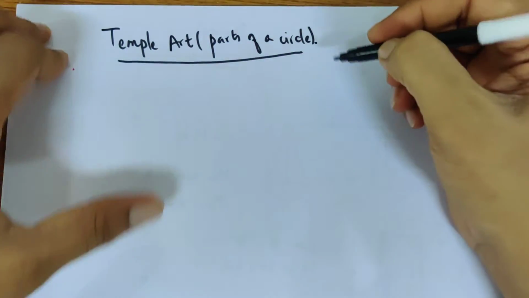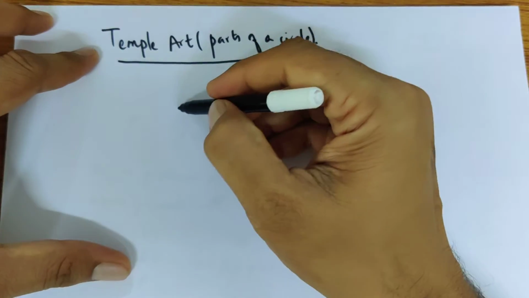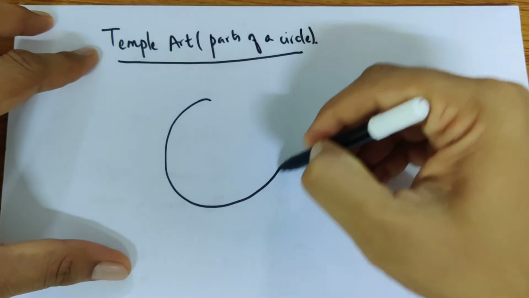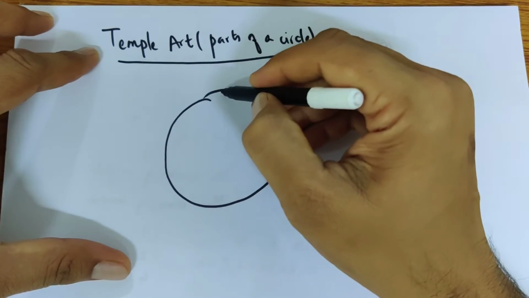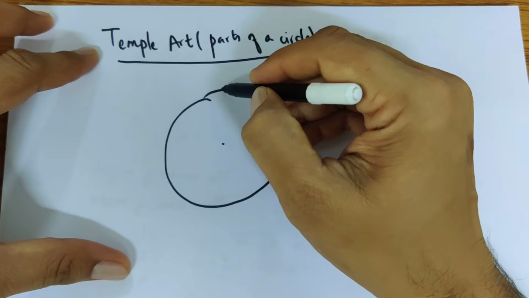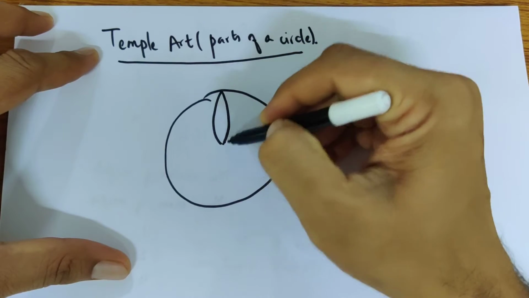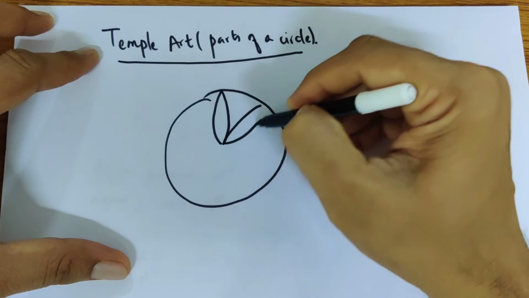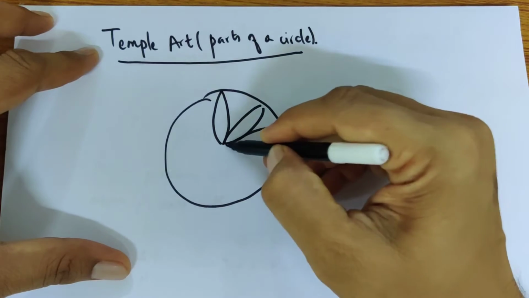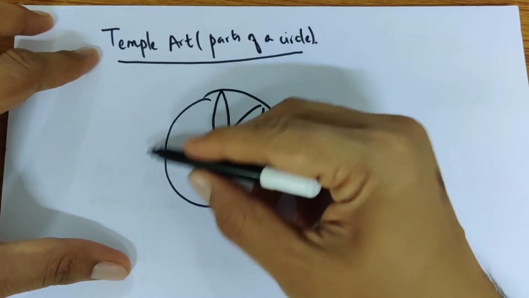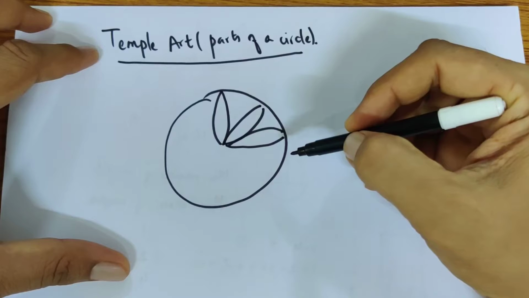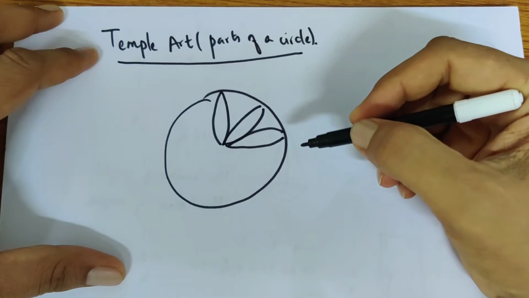So we look at in temples, in old temples, you have art in which you have a circle and you have all these petals, and you may have something like 13 petals. So the question is, how did they come about this? How did they create the 13 petals?